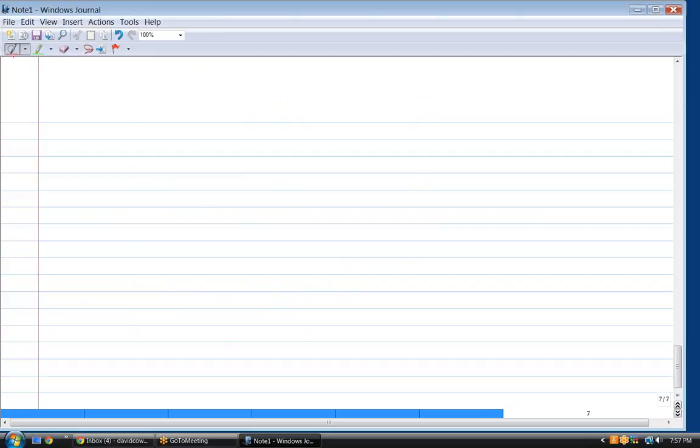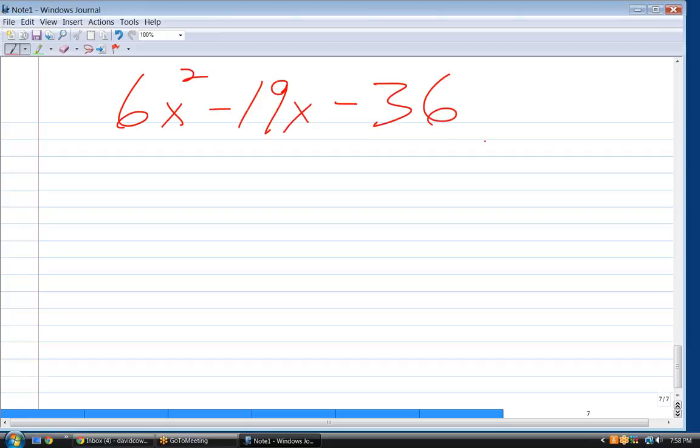Okay, the next one, 6x squared minus 19x minus 36. Tough or easy? Easy. Why? Because everything's divisible by 6, and it's positive. Did you say 19 or 18? So 19. 19 is correct? Yeah. Oh, wait, no, my bad. It's not divisible. Right. So hard problem or easy problem? Harder. Much harder.